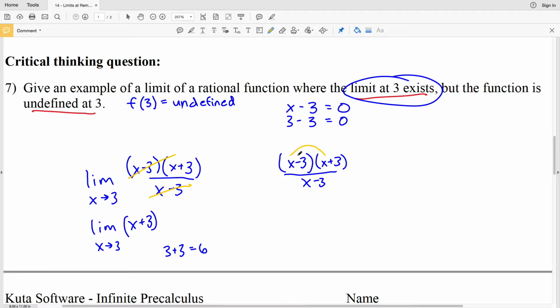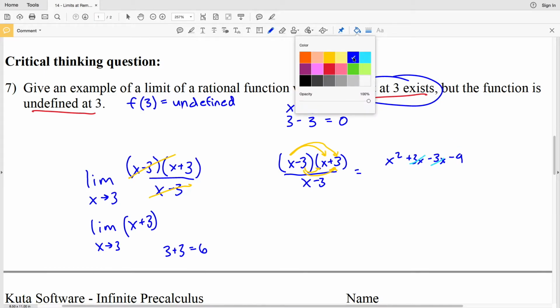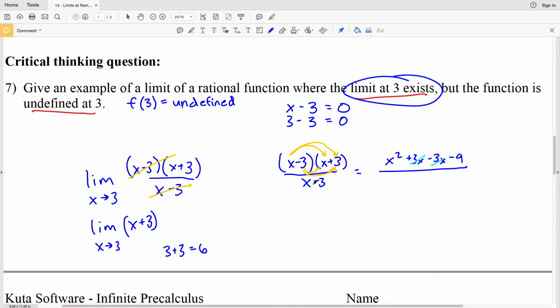Foiling, we're going to do first, outside, inside, last. So x times x is x squared, x times 3 is 3x, negative 3 times x is negative 3x, so minus 3x, and then negative 3 times positive 3 is a negative 9, so minus 9. And when we simplify, 3x minus 3x is 0. And remember, that's all over x minus 3. So we'll get x squared minus 9 over x minus 3.